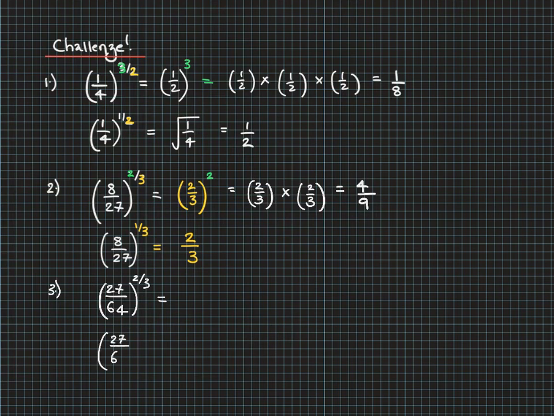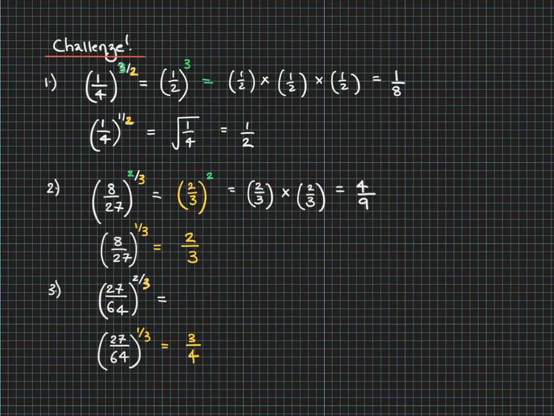Start with 27/64 and raise it to the power of a third, so deal with the denominator. Now we know a power of a third means cube root. We know the cube root of 27 is 3. The cube root of 64 is 4. So the answer to 27/64 to the power of a third is 3/4.